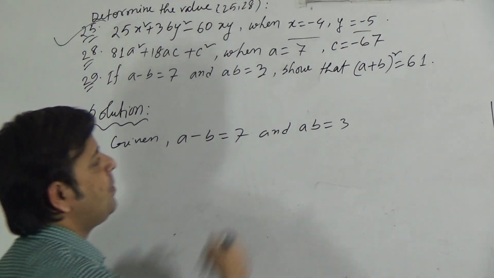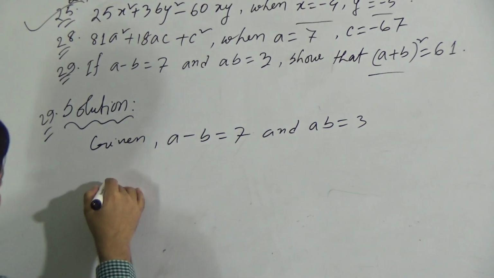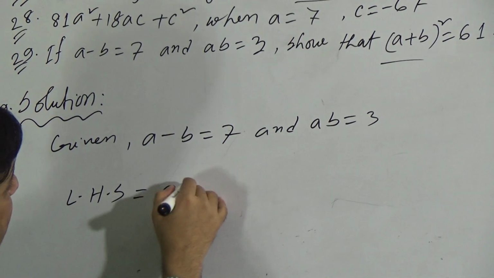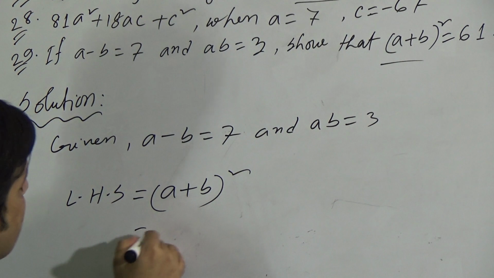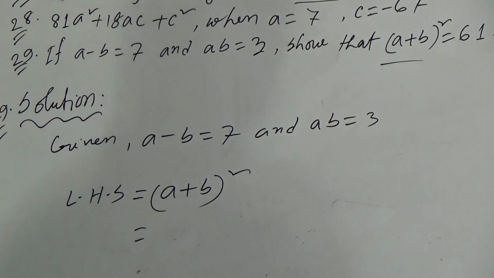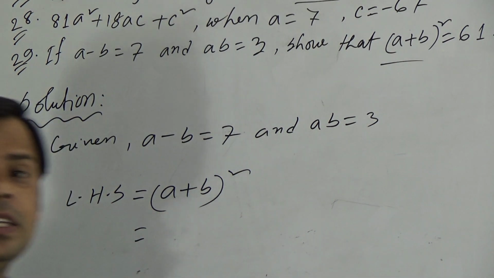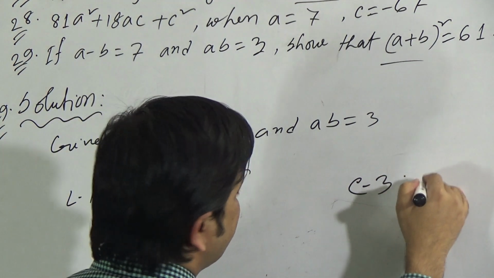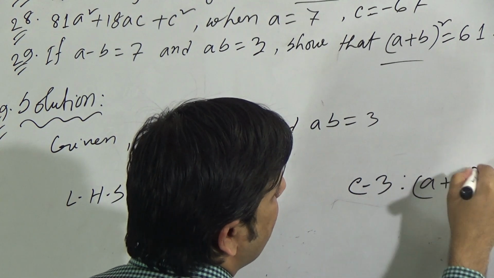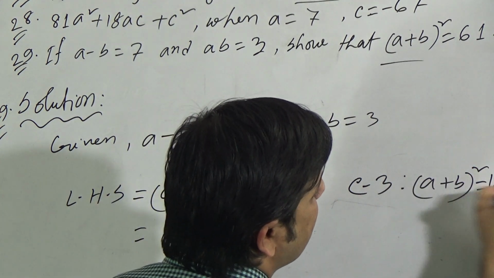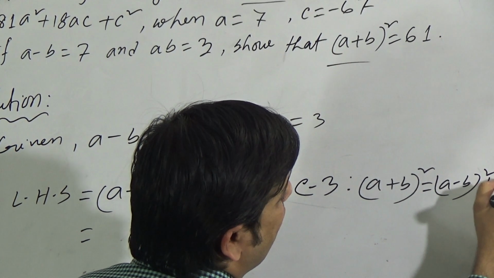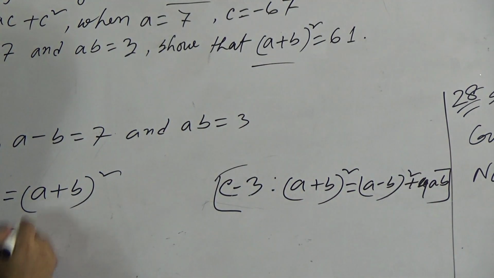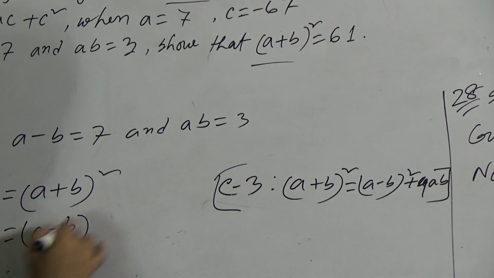(a plus b) whole square is the left hand side. We can write here: left hand side equals (a plus b) whole square. Dear students, to solve this question we can apply the corollary. Corollary 3. You know the corollary: (a plus b) whole square is equal to (a minus b) whole square plus 4ab. This corollary you can apply. If you apply, what will be here? (a minus b) whole square plus 4ab.